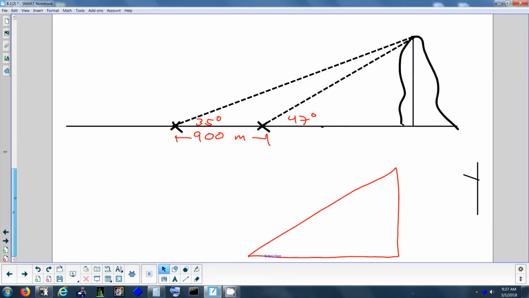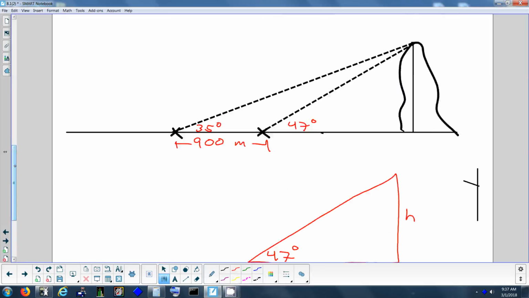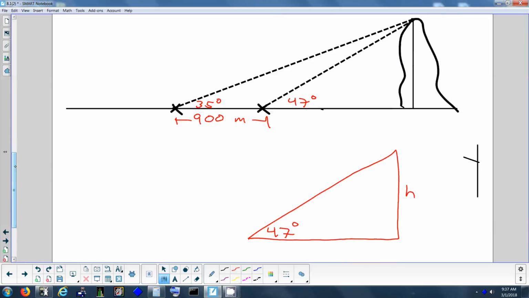Okay, so we know the angle in the lower left is 47. That's the height of the mountain. Do I know anything else about that red triangle? Under the 90 degree angle. Yeah, so we know that's a 90. So yep, we could find this other angle at the top if we wanted to.